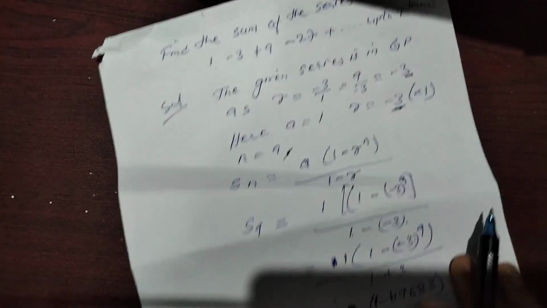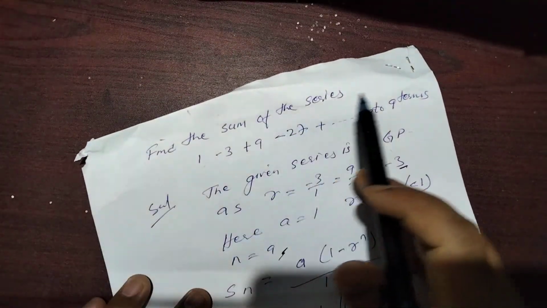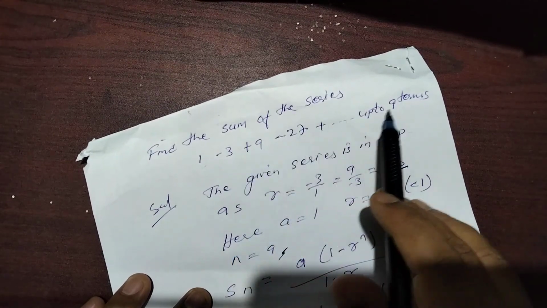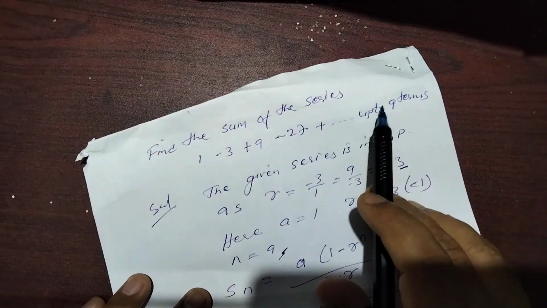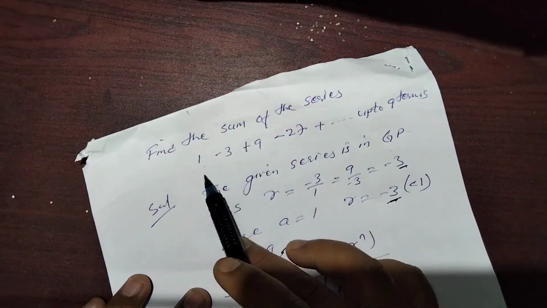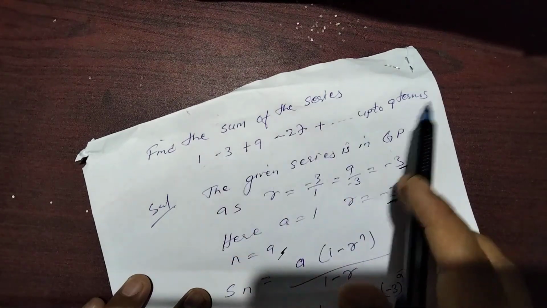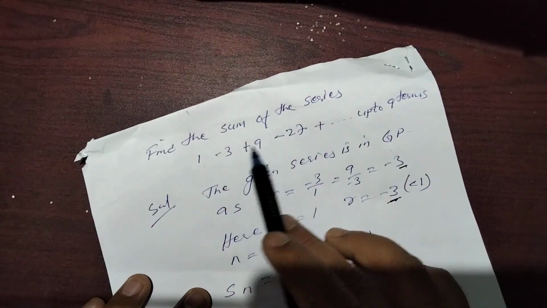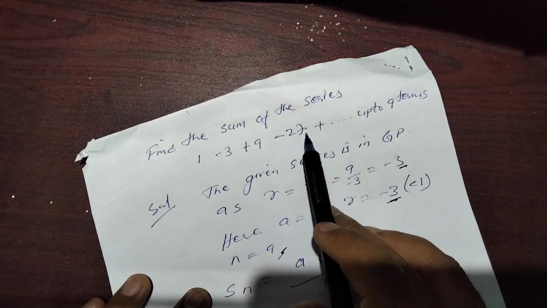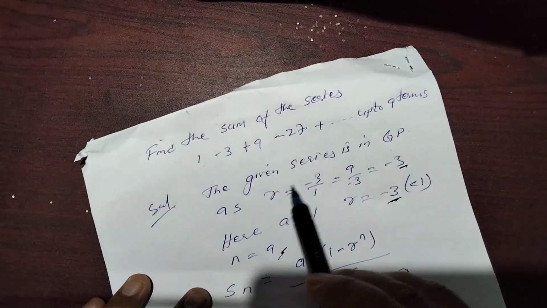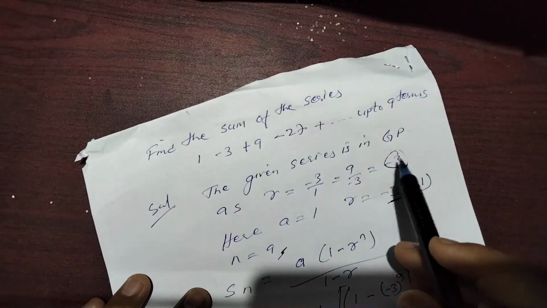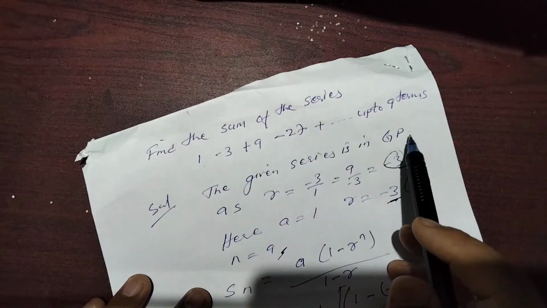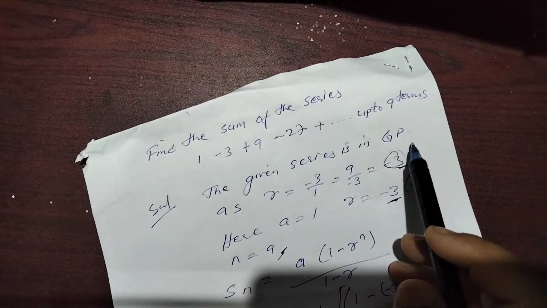Now the next question is like this. Find the sum of this series: 1, minus 3, 9, and so on, up to 9 terms. You are asked to find the sum of this series. So first you have to see whether this series is in GP or not. Minus 3 divided by 1 is minus 3. 9 divided by minus 3 is minus 3. Minus 27 divided by 9 is minus 3 only. So your common ratio is minus 3, and this particular series is in GP because there is a common ratio.